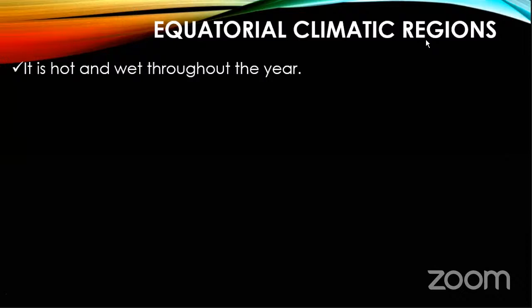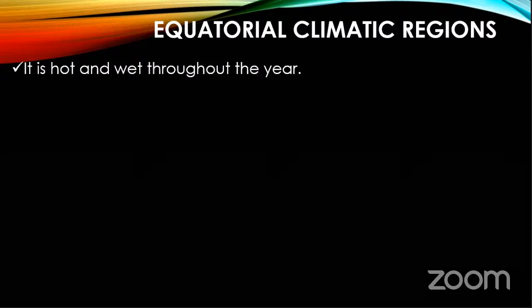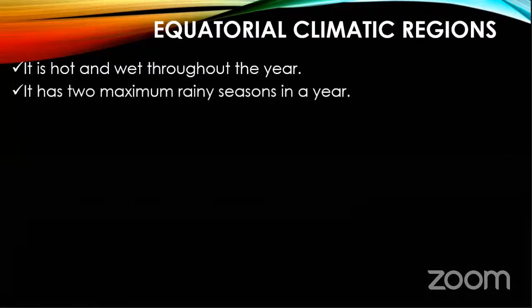In Uganda, we don't have an area, a region that is typically equatorial. We shall find out why. Because Uganda is generally on the higher altitude. Though we qualify to be in the equatorial climatic region because of the equator, we don't have an area which is typically equatorial. So it has two maximum rainy seasons in a year. They are called the double maxima. So when you see double maxima, don't get surprised. Those are two maximum rainy seasons in a year.